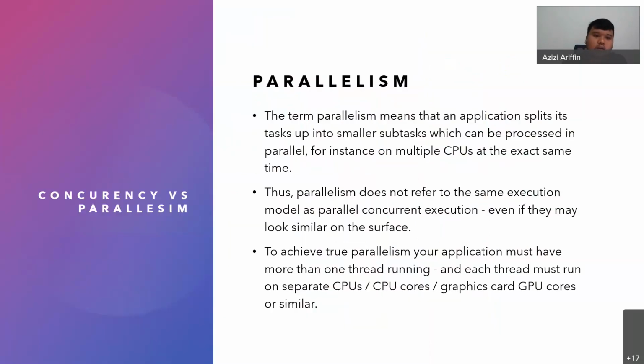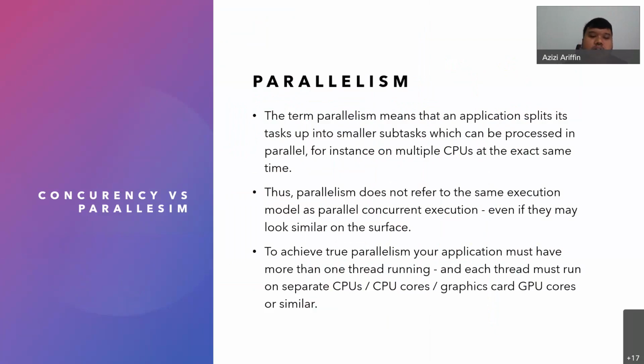Right. So the term parallelism means that an application splits its tasks into smaller subtasks which can be processed in parallel, for instance on multiple CPU at the exact time. Thus, parallelism does not refer to the same execution mode as parallel concurrent execution, even if they may look similar on the surface, right?